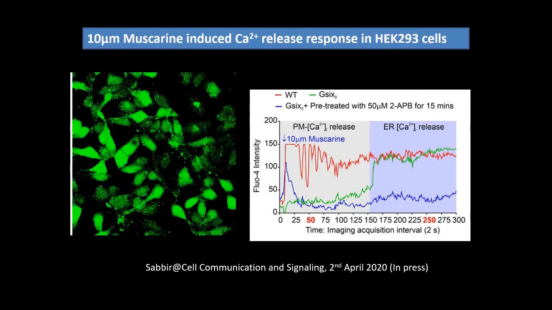Now, in my cell communication and signaling paper, I have explained the temporal nature of this calcium release response. You may have noticed that there is an immediate calcium release response which occurred within seconds to minutes, represented by this gray colored rectangle here, and this was followed by a sustained and delayed calcium release response that occurred from 2 to 5 minutes, which was represented by the magenta color rectangle here in this graph. Let me play the video one more time.